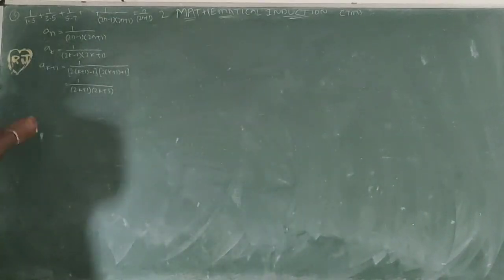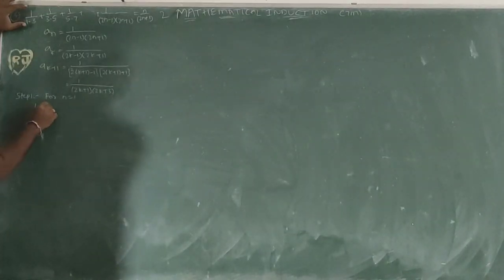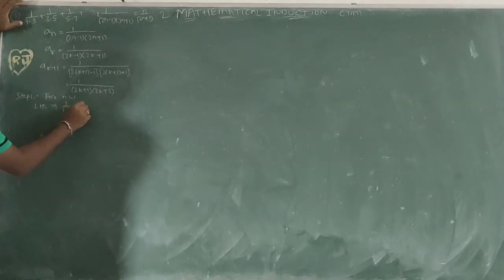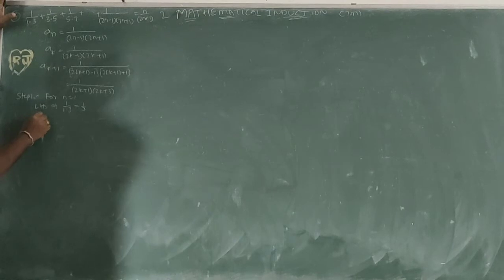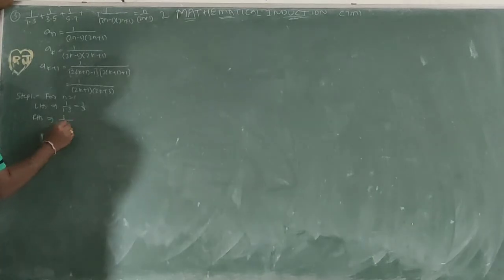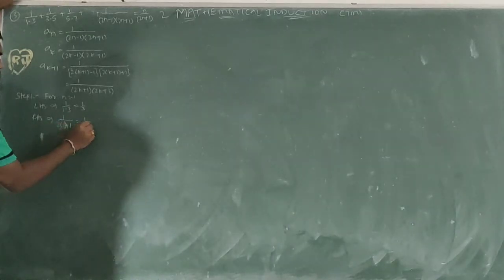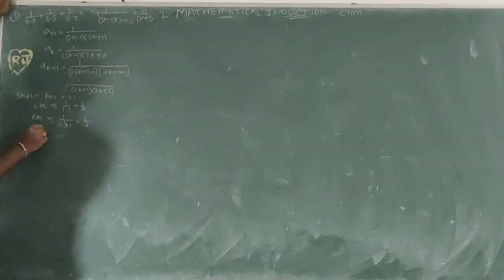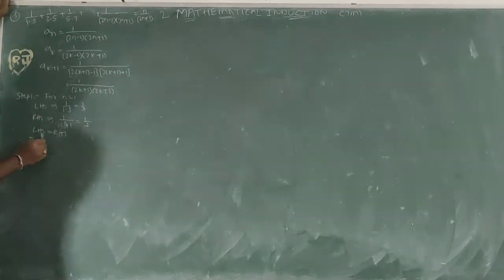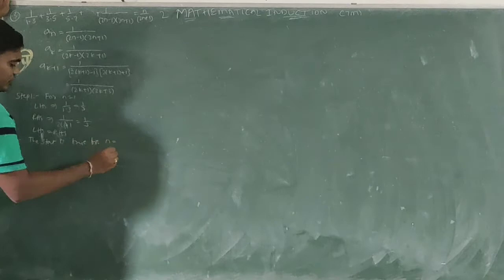So first, step 1, for n equal to 1. Simply n equal to 1, first term, LHS. What is the first term? 1 by 1 into 3, 1 into 3, 3. Next, RHS, right side. Instead of n, we put 1: 1 by 2 of 1 plus 1. So 1 by 2 into 1, 2 plus 1, 3. 1 by 3, 1 by 3. LHS equal to RHS. So left side and right side are equal. Therefore, the statement is true for n equal to 1.